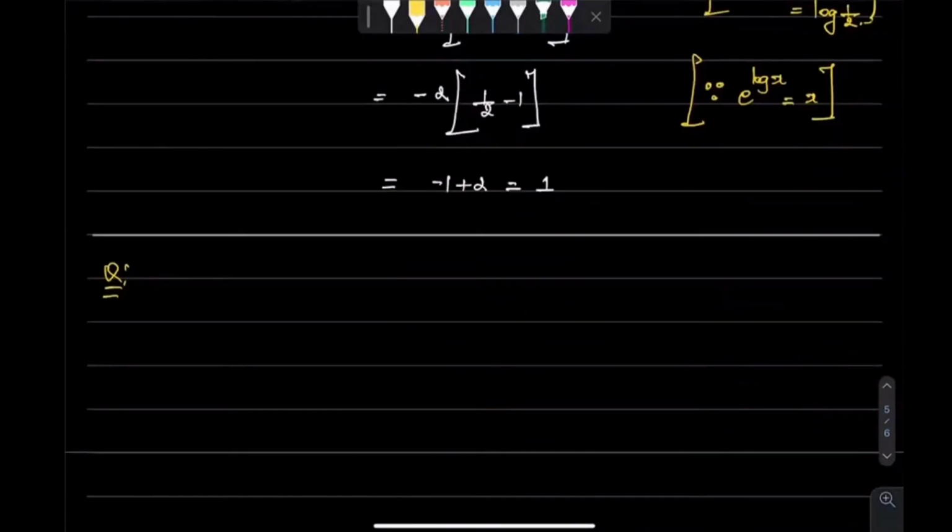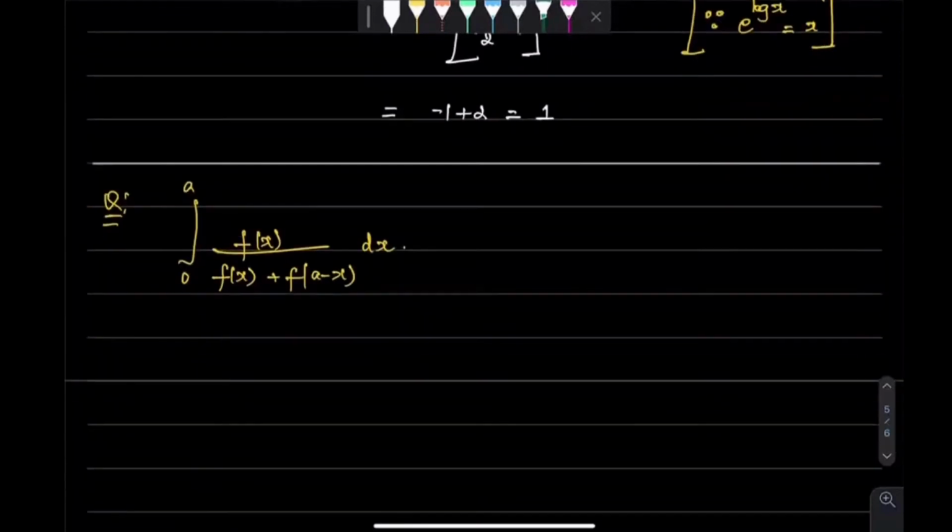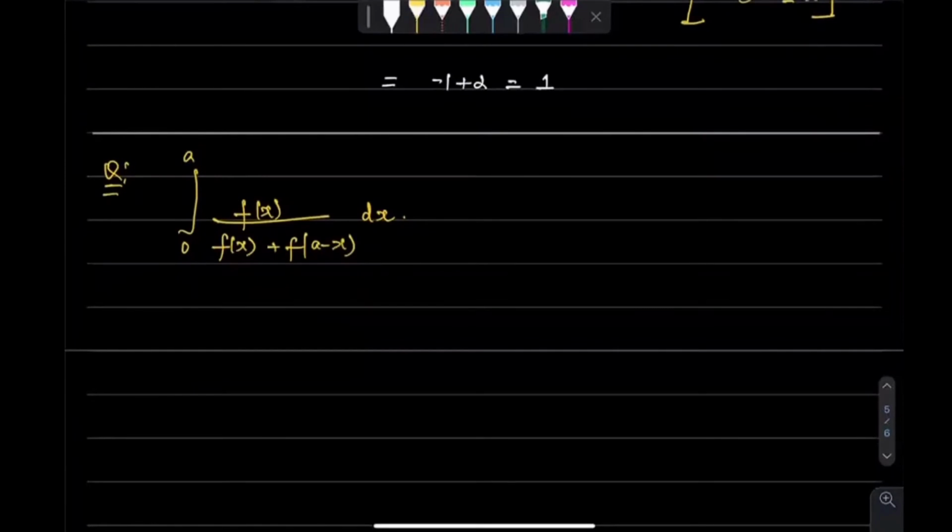So next question. Integral 0 to a of f of x divided by f of x plus f of a minus x dx. So the path only, I think you can understand how to do this. The same way we did it for root of tan x, root cot x. So we need to evaluate this. The question is to evaluate. How do you do this?